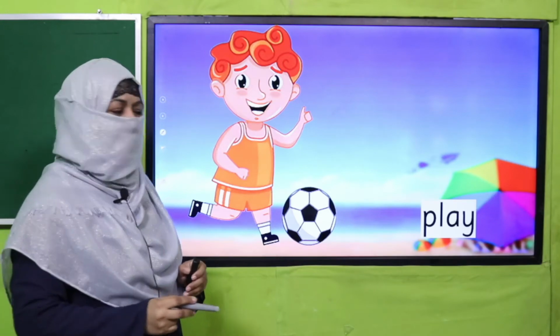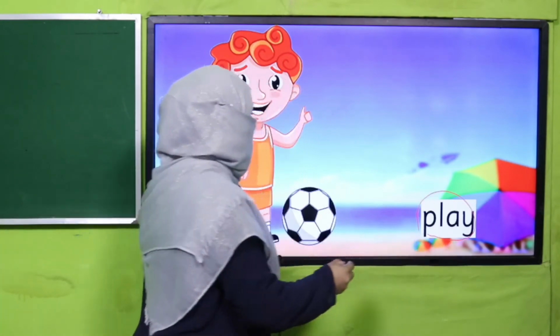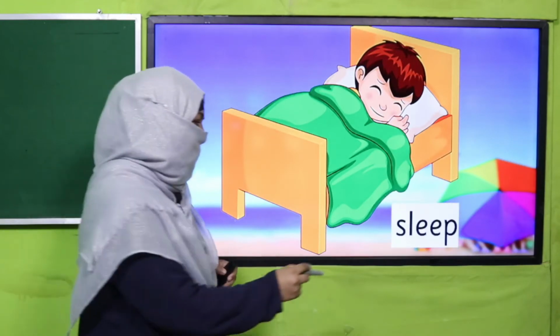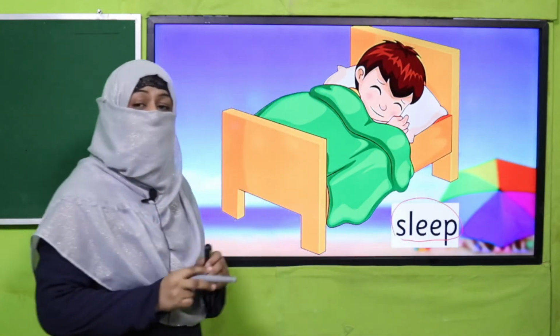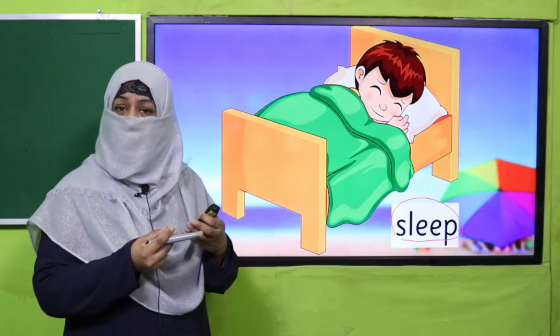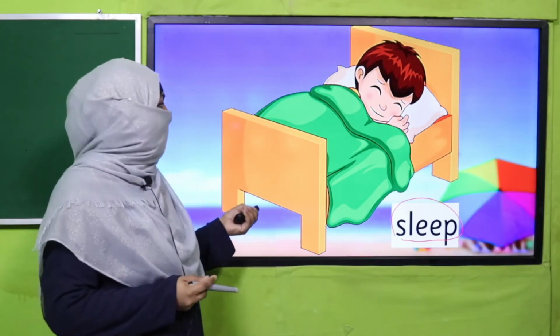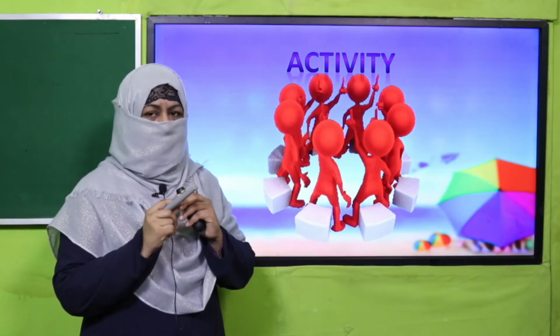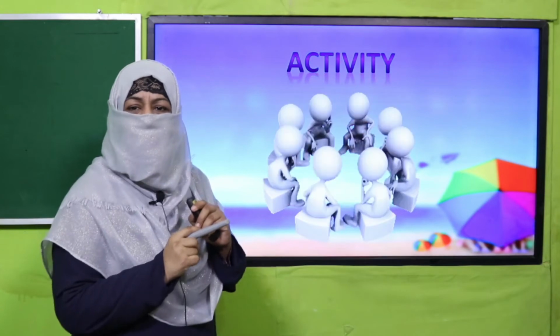Okay, what is he doing? He is playing, so play is an action word. He is doing nothing, but still he is sleeping. So sleep is action word. He is sleeping, he is breathing. Better think about these things. All are actions. Okay. So are you clear with naming words and action words? So let's learn it further through an activity.